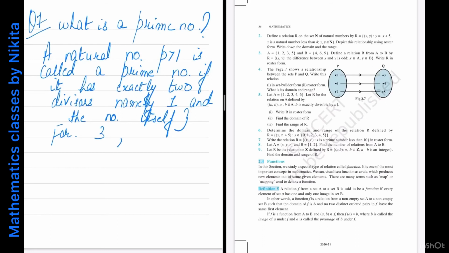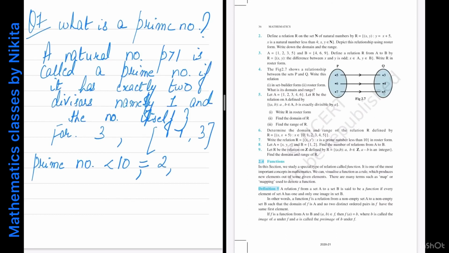So you can see that 3 is greater than 1. It is a natural number and it has only two divisors, and the divisors are 1 and 3 itself, because 1 divides 3 and 3 divides 3. No other number divides 3. So like this you have many prime numbers. Now you want all the prime numbers less than 10. So prime numbers less than 10 are, first you have 2.